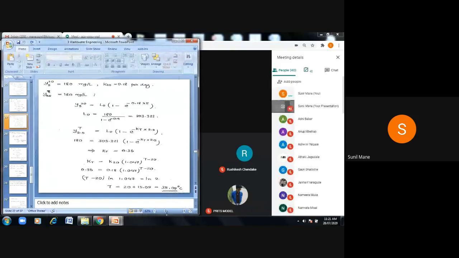Again, for the problem we can go for writing down the equation. After writing down the equation, we first of all should get L0, that is the initial organic matter or ultimate BOD. So that ultimate BOD we would get by writing down the equation: y5 = L0 into 1 minus e raised to minus 0.18 multiplied by 5. Again K here is 0.18, and again 5 days we got.